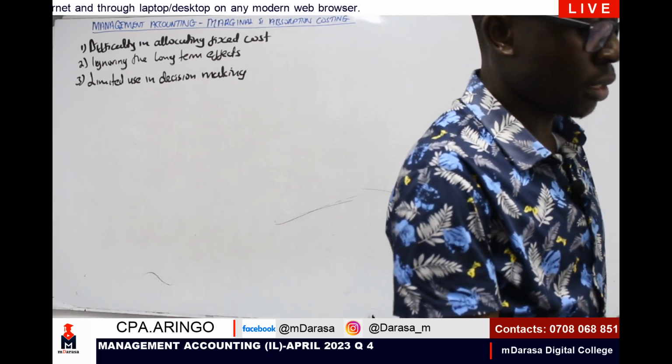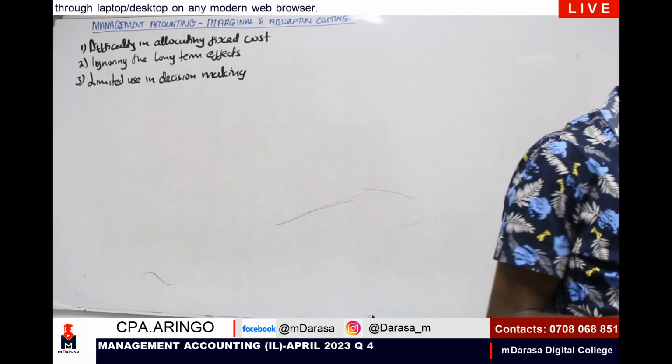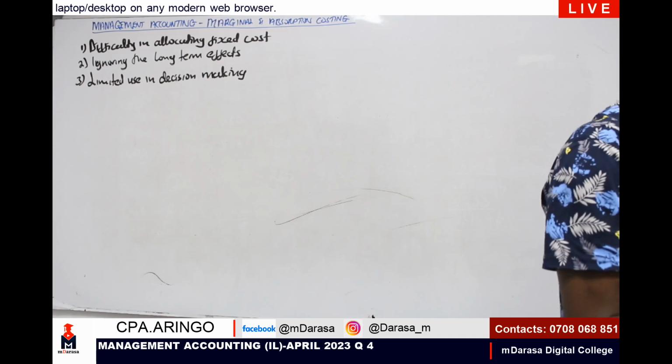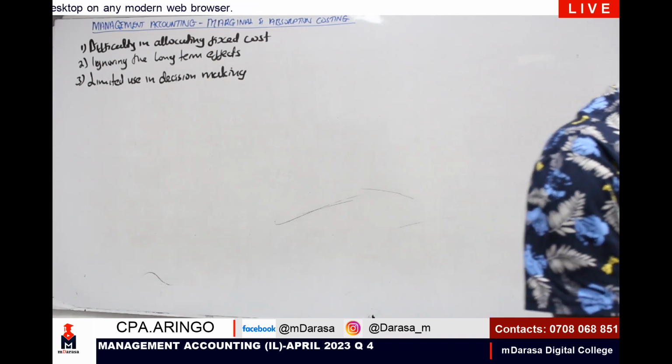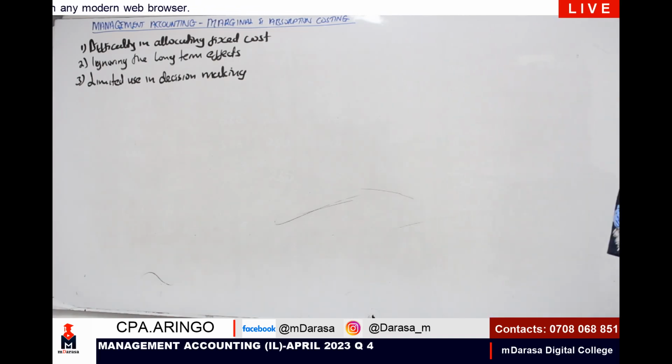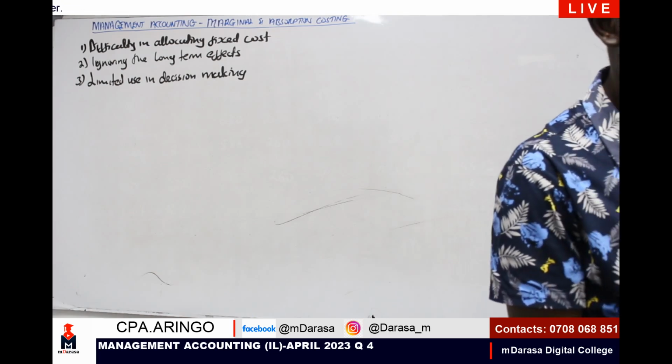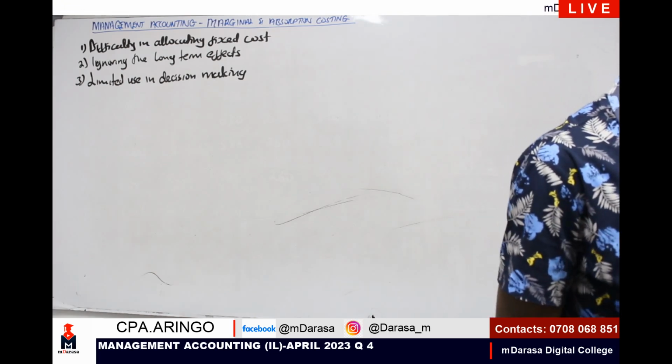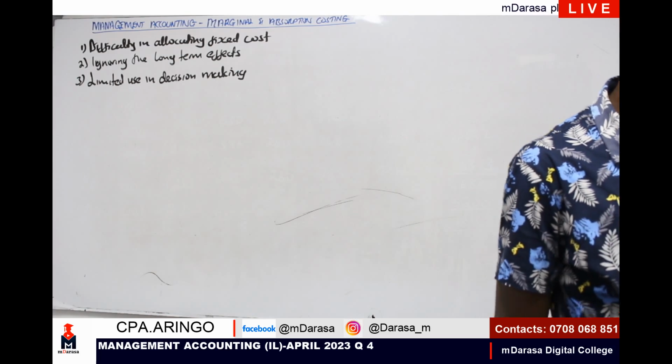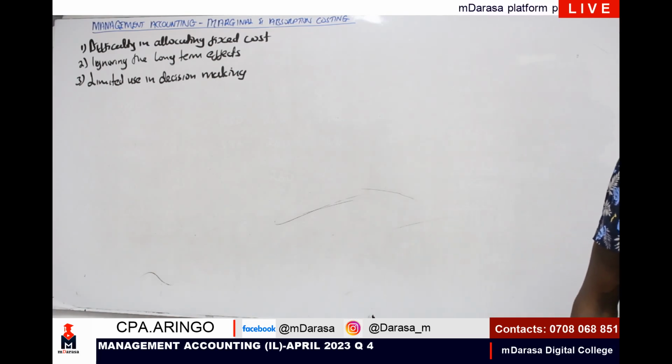The reason is you'll find that marginal costing is primarily used for cost control purposes, right? It may not be suitable for all decision making scenarios. For instance, if a company is deciding whether to invest in a new project or expand its operations, marginal costing alone may not provide sufficient information to make an informed decision.